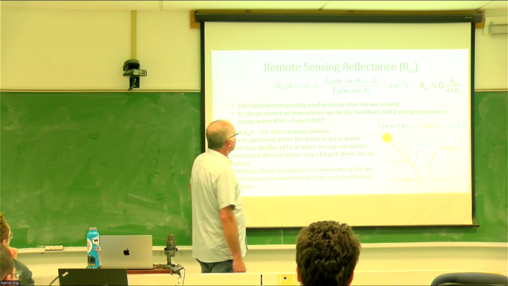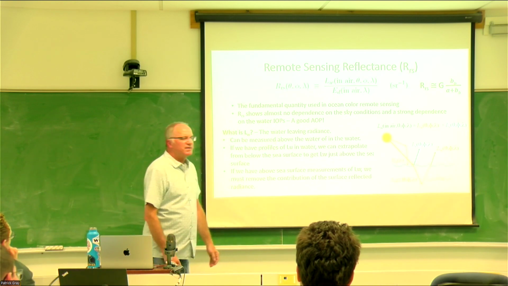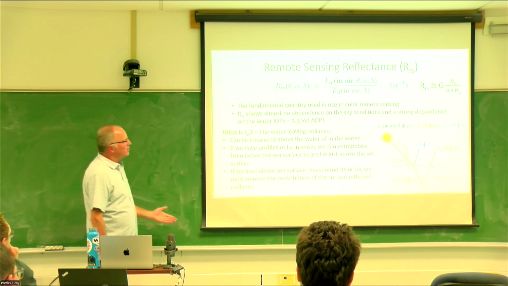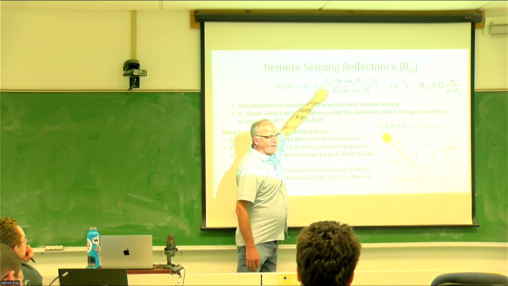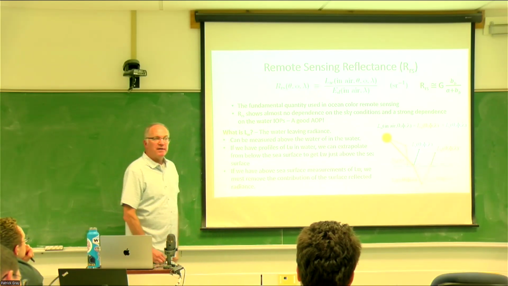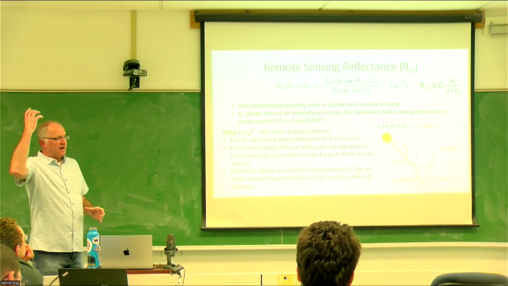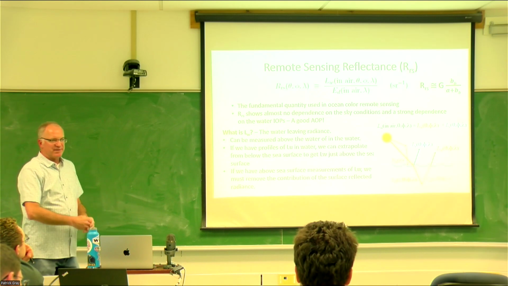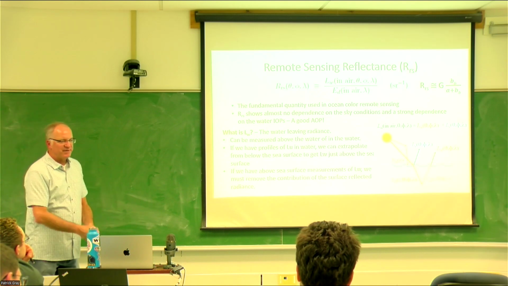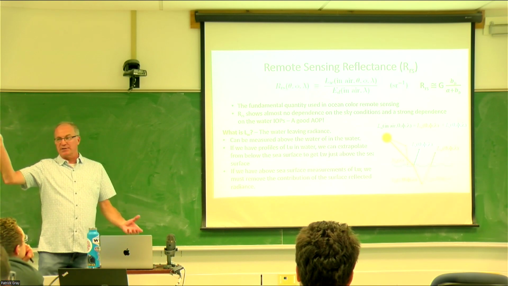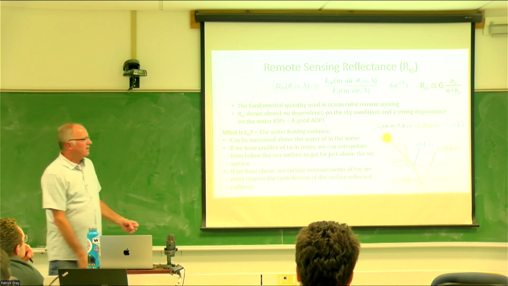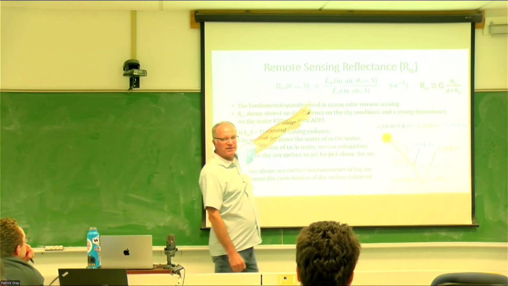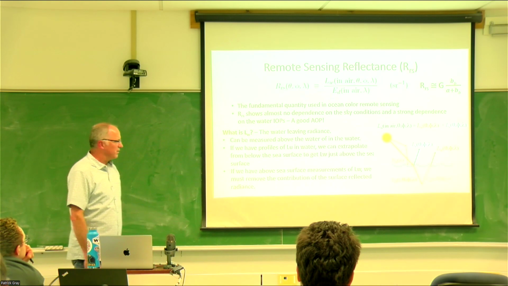This is the fundamental quantity used in ocean color remote sensing. What we typically do here is measure the upwelling radiance at the sensor. Some of that's due to the atmosphere, some is due to the reflectance of the sea surface, and some is actually the water leaving radiance. So you have to correct for all those different components to derive L_w.